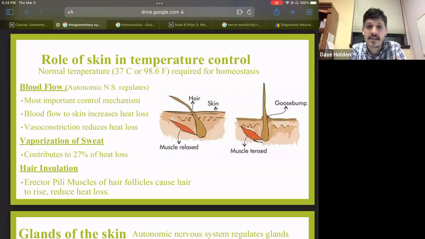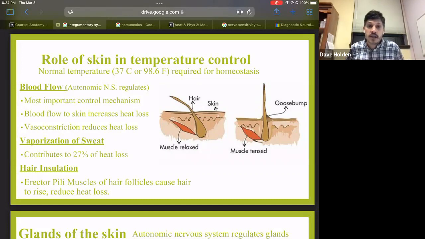Various ways that the skin helps us retain temperature control. Most important is going to be blood flow. Bringing more blood to an area will increase its temperature because blood's hot. Restricting blood flow to an area will lower its temperature. So this will be regulated by the autonomic nervous system, the brake and the gas pedal working together. This is the most important control mechanism because this is the one that will affect it the most.